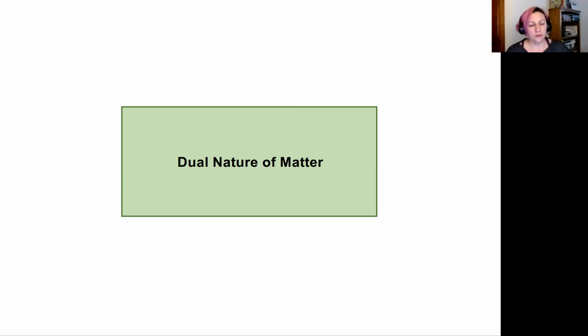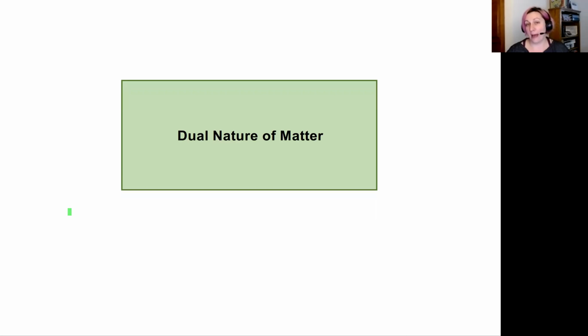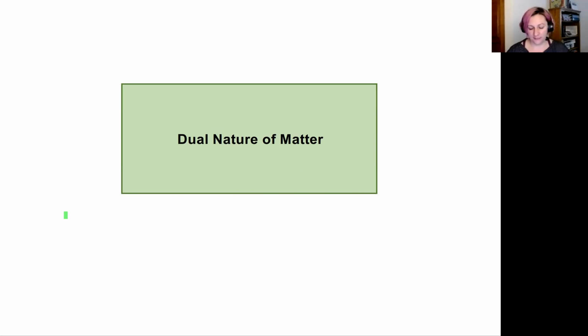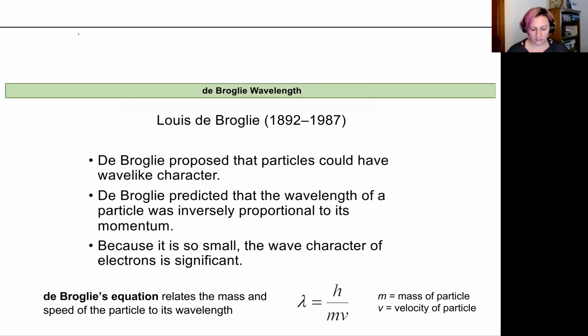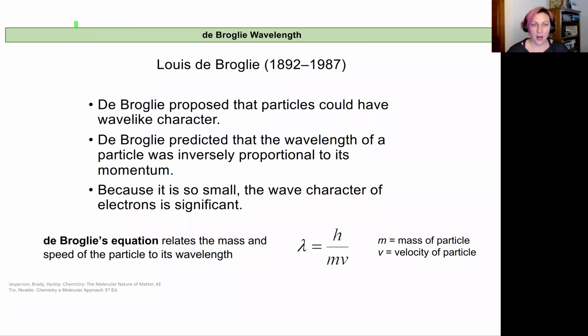So to build to our modern picture of an atom, I want to talk now about the dual nature of matter, because we've already talked about the dual nature of light. And this gets kind of interesting. But I'm going to start with Louis de Broglie, living and working at the beginning of the 19th century, essentially, overlapping actually within my lifespan by a little bit. So de Broglie proposed that particles could have wave-like character.